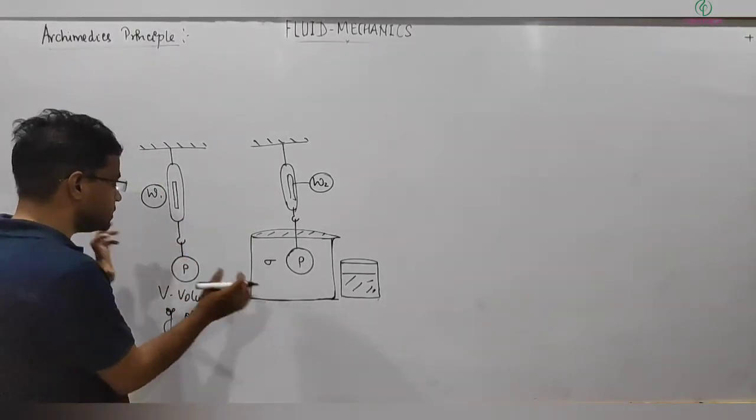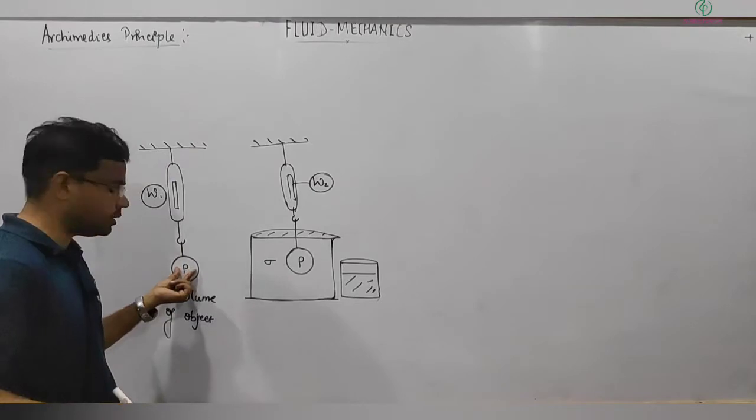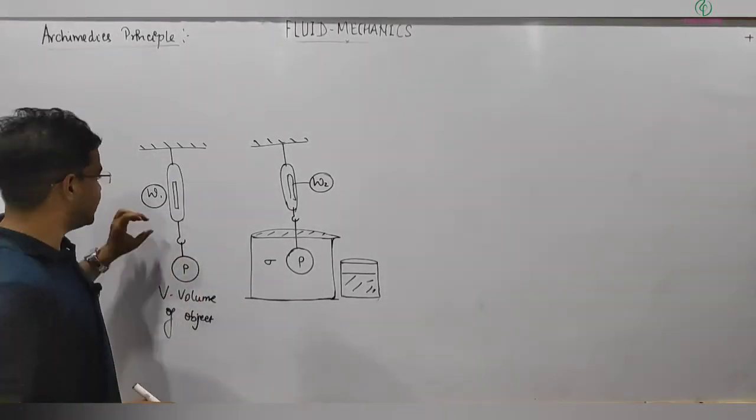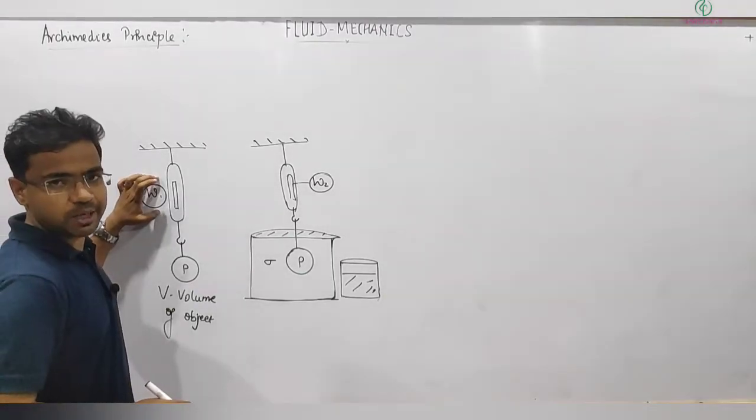So everywhere there is no net force coming on this object. Net force is cancelling out. Whatever its weight mg is acting, that is exactly shown by this spring balance.